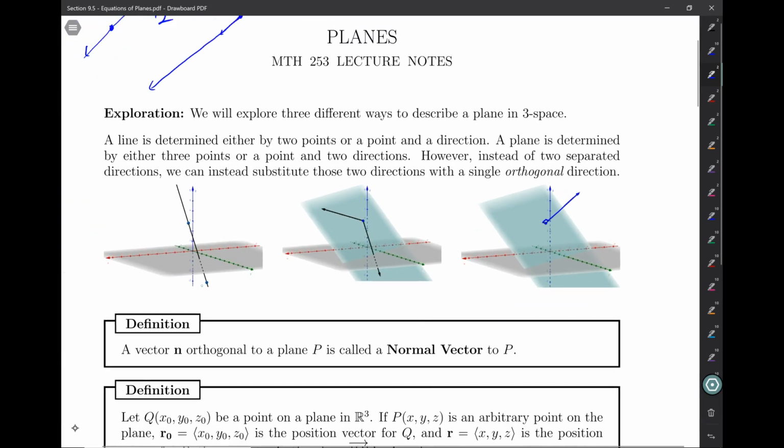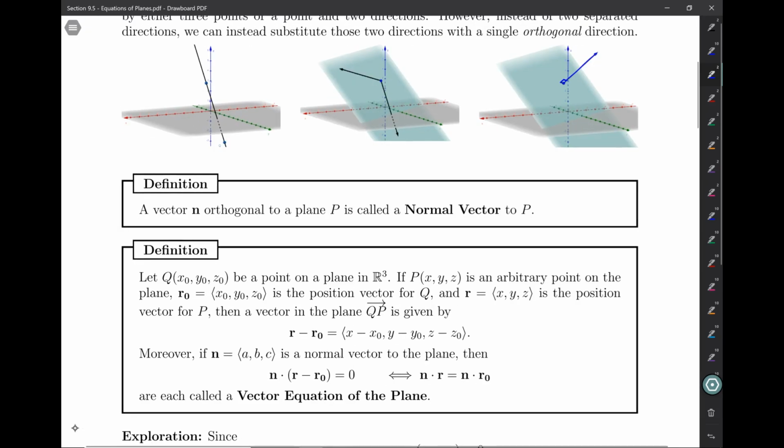Let's express a plane as a point on the plane and a direction orthogonal to the plane. So we actually have a word for a vector that's orthogonal to a plane. We call that type of vector a normal vector. A vector n orthogonal to any particular plane P is called a normal vector to P. So that leads us to our first way of expressing a plane.